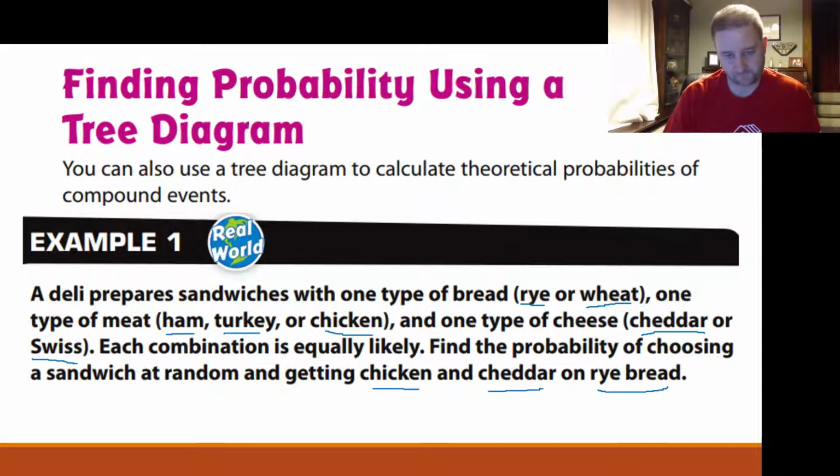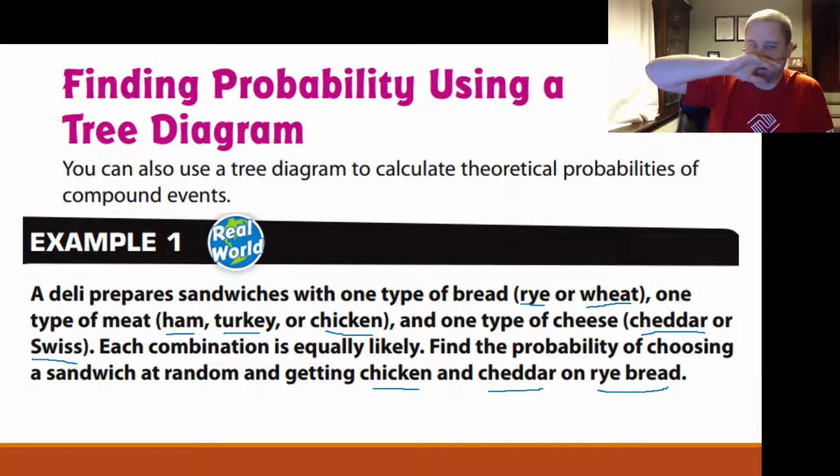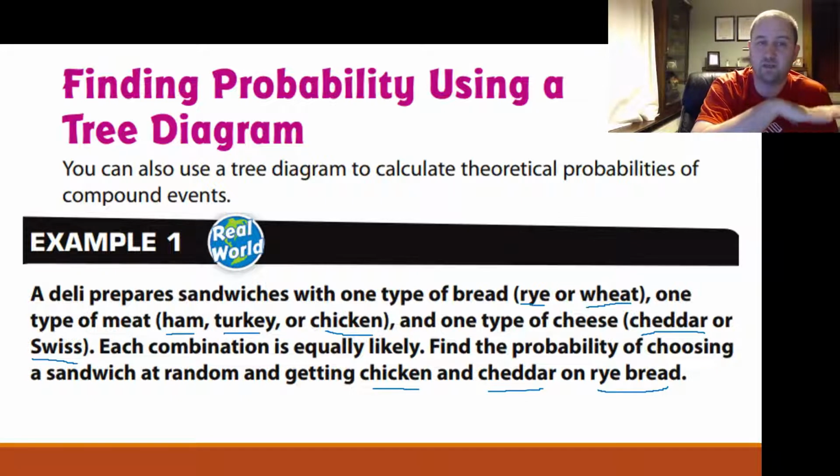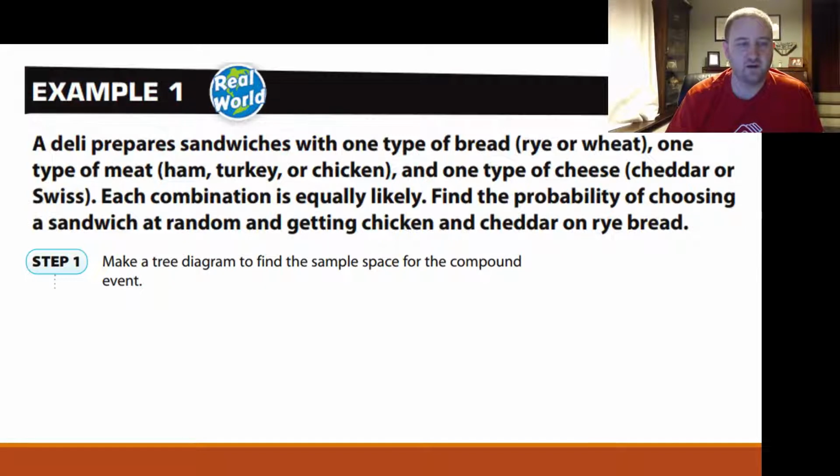Okay? All right, so let's say we just pick a random combination. We want to know the probability of getting chicken cheddar on rye. Now, this might sound difficult, but one thing we can do, so I mean we just talked about doing it using a table. We can also use something called a tree diagram. Okay, so I'm going to show you how to do that right here.